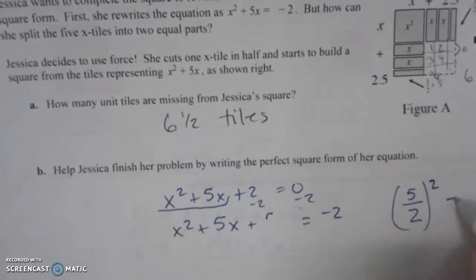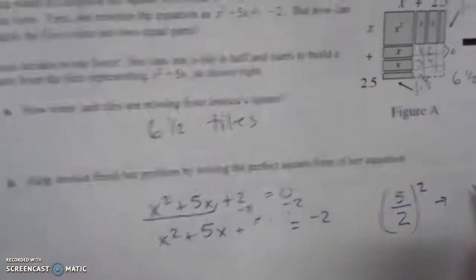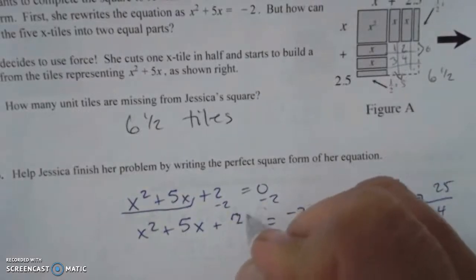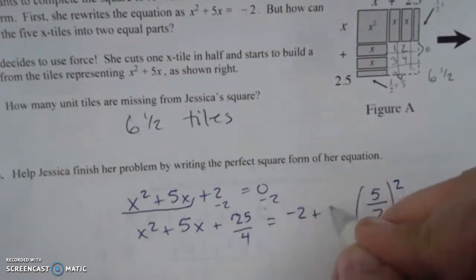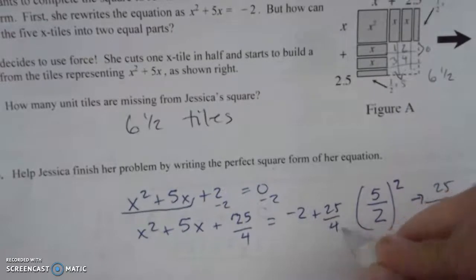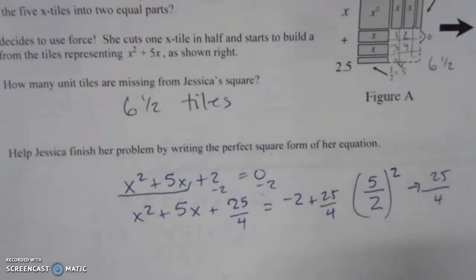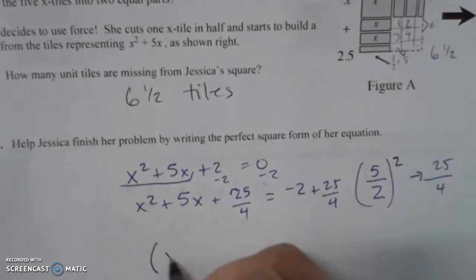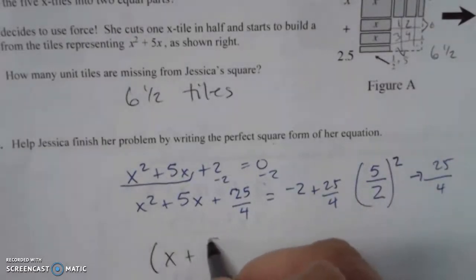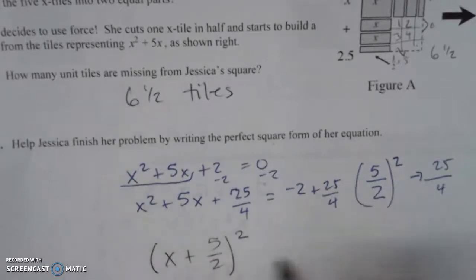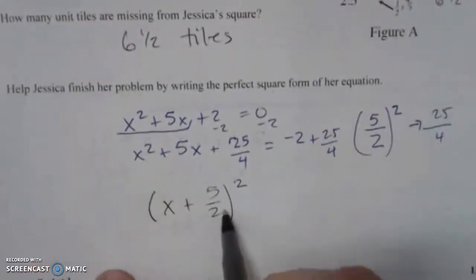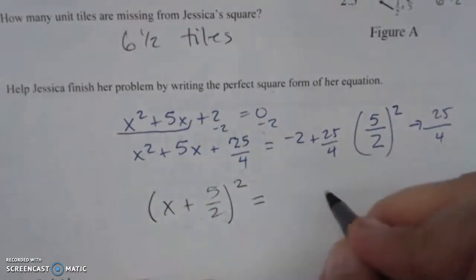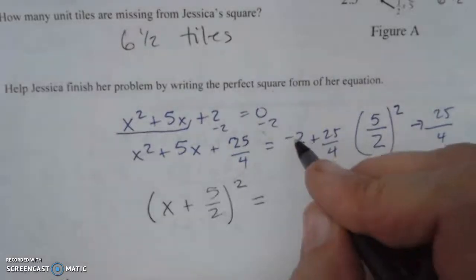That's the half number. And then when we square it, 5 squared is 25, 2 squared is 4. We get 25 fourths. So we're going to add 25 fourths to both sides. Now we're dealing with an odd number, so we're going to have to deal with our fractions. I can still write this as x plus, why do I need to know that half number? Because that half number is what's going to go into the parentheses when you set this up, equals, well, what does 25 fourths plus -2 equal?